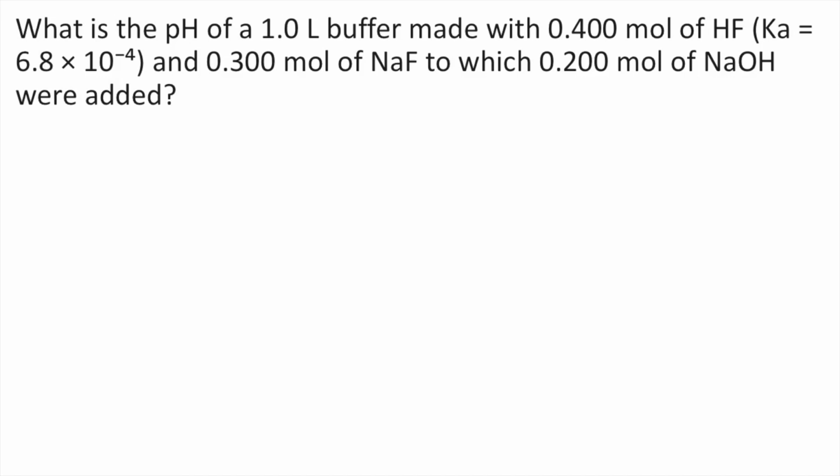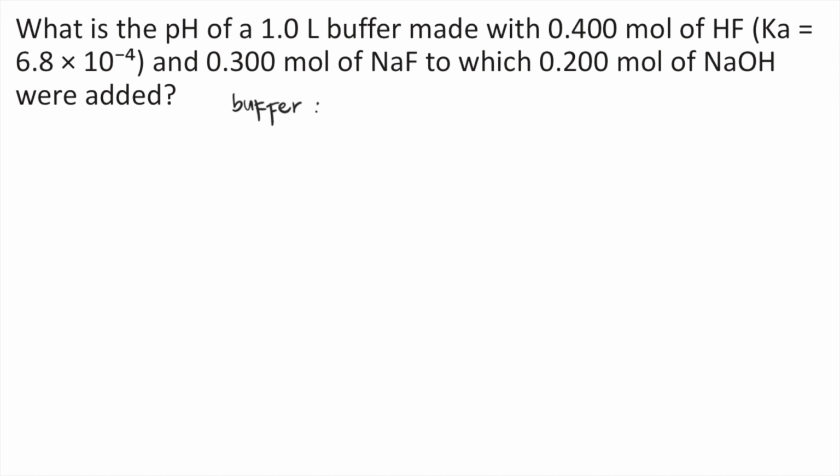What is the pH of a 1 liter buffer made with 0.400 moles of HF? The Ka of HF is 6.8 times 10 to the negative 4, and 0.300 moles of NaF, to which 0.200 moles of NaOH were added. Okay, so in this problem, we are given a buffer.